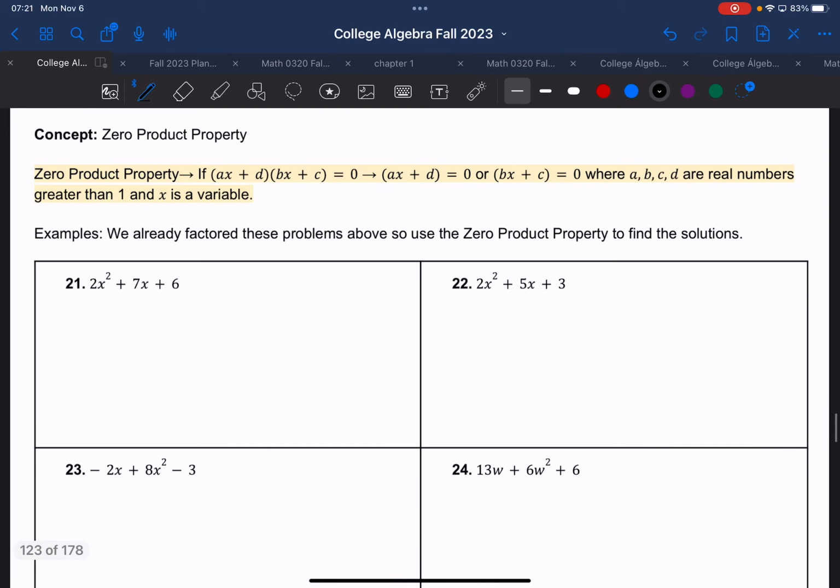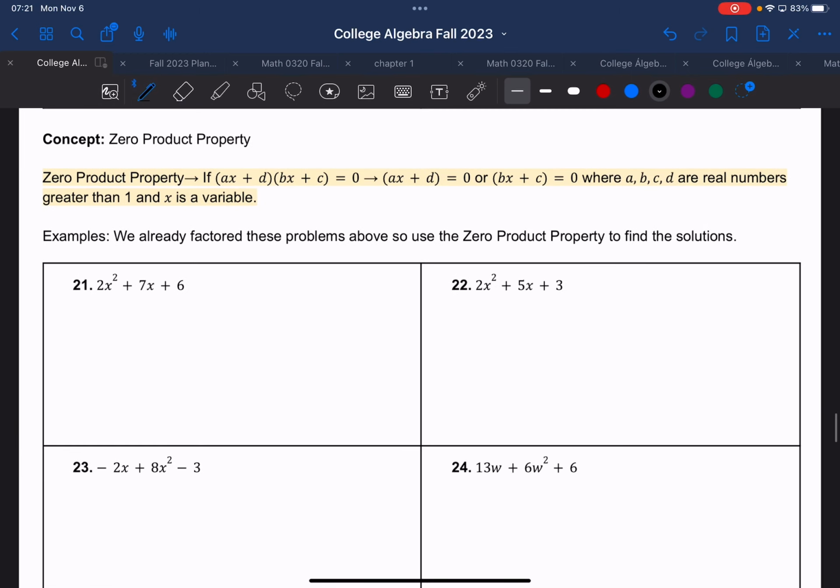So the zero product property says if we have two factors, in this case ax plus d and bx plus c, we can set these two factors equal to 0 and solve for x. In these examples, we already factored these problems above, so we're going to use the zero product property to find the solutions. And I'm going to do the same correlating problems.